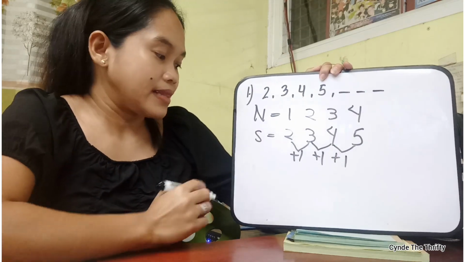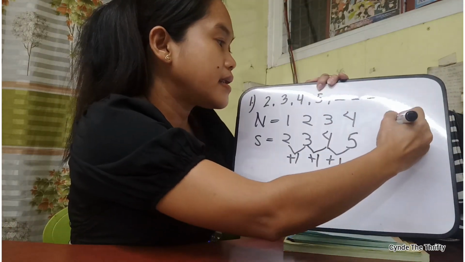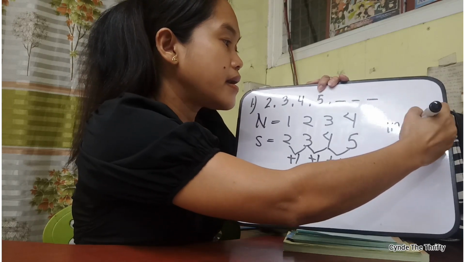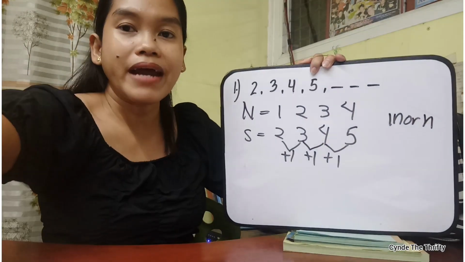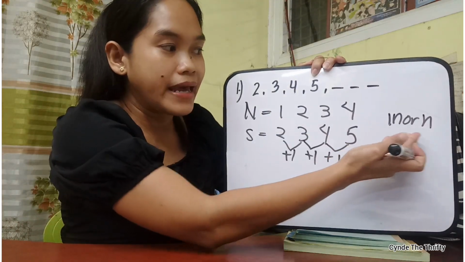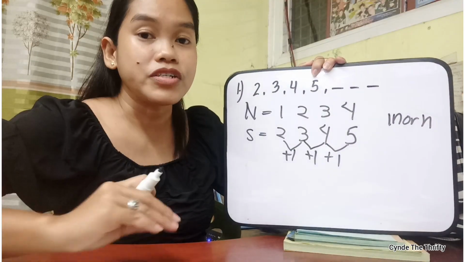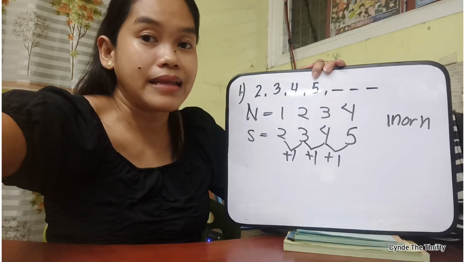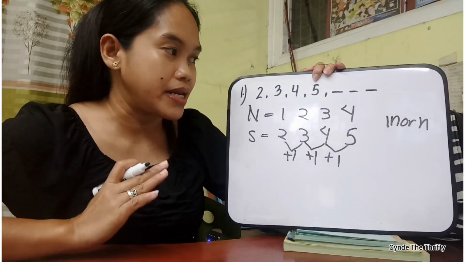Automatic mo na yan isusulat as 1n, or n. So, meron ka na sa iyong nth rule, meron ka na sa iyong formula ng nth rule na meron ka ng 1n or n. Kasi si n is considered as 1n. So, naiintindihan na natin yan na kapag letter, meron talaga yan siyang kasama na 1.